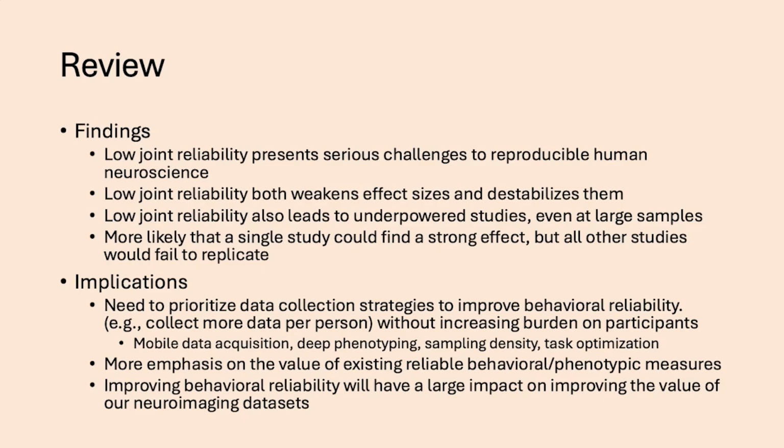So what have we talked about today, right? We've seen clearly that low joint reliability is definitely presenting some kind of a serious challenge to us in human neuroscience. It's leading to weak effect sizes, it's destabilizing the effect sizes, and it's underpowering our studies. Contrary to what we might be expecting, our actual statistical power is lower. All of these in conjunction make it more likely that a single study could find a very strong effect that would be very exciting for a lot of us.